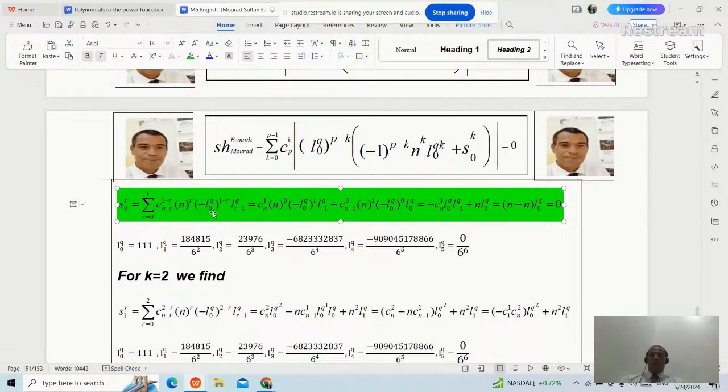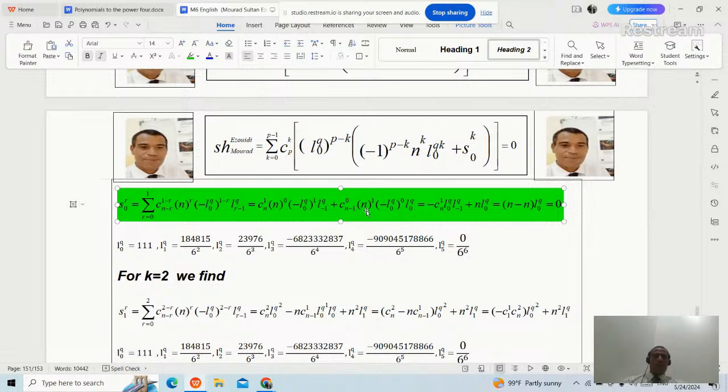Okay, this is when R equals 0. When R equals 1, I will obtain C(n−1, 0) n to the power 1, times, between parentheses, minus L0 of all the Q, to the power 1 minus 1, which is 0, times L0 of all the Q. I will just obtain this one.